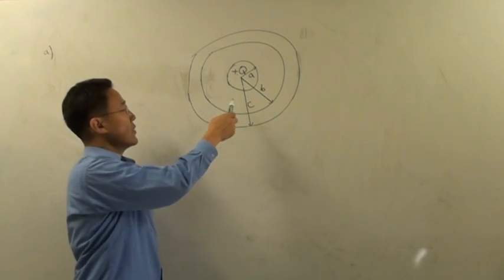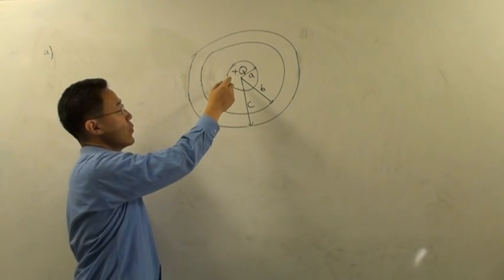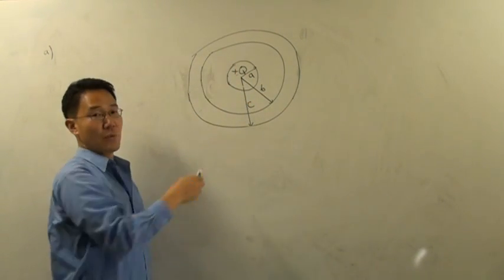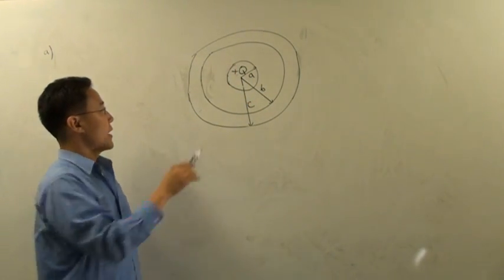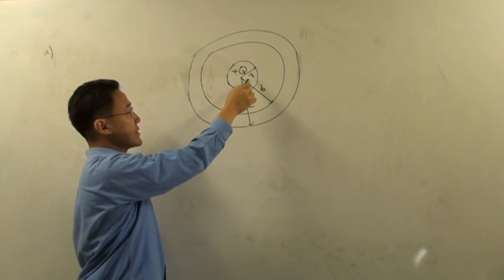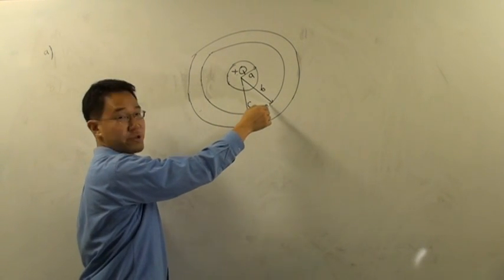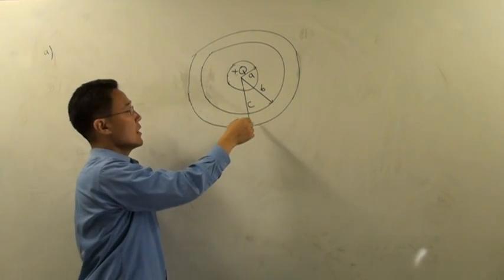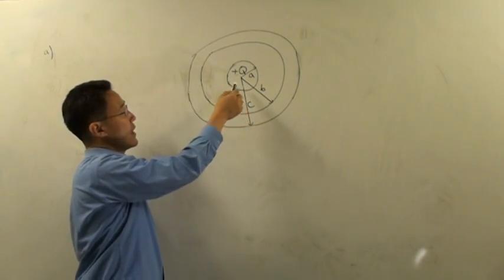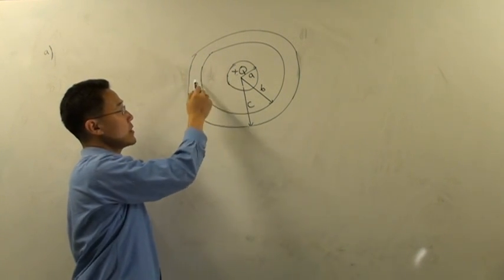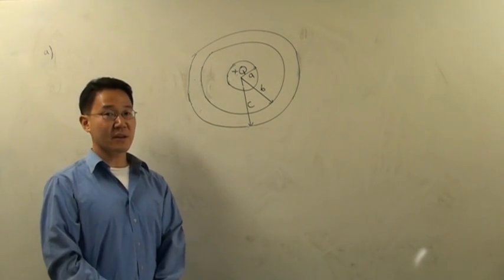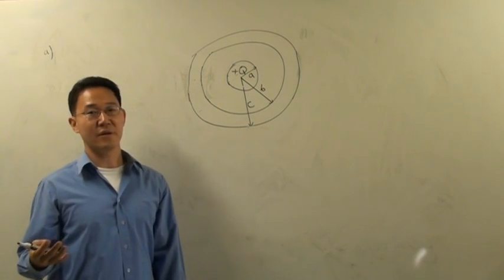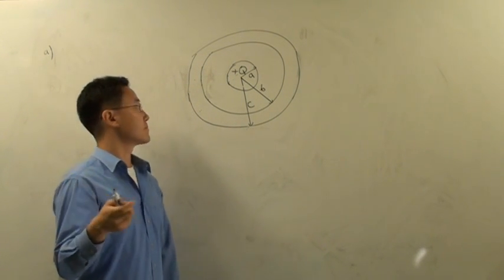In this problem, we have an inner sphere with charge Q, and we have an outer spherical shell with no charge on it. The inner sphere has radius A, the inner surface of the shell has radius B, and the outer surface has radius C. These two materials are both metallic, which means that they are good conductors, and on a good conductor, all the charges are free to move around.